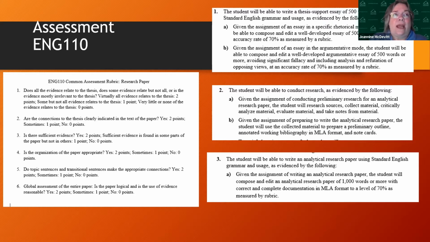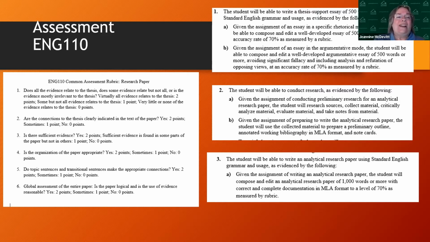Okay, this isn't the student's grade. This is just looking at that one little element. Is there sufficient evidence? Yes, if it's just great. In some parts of the paper, but not others, 1 point, no, 0 points. Is the organization of the paper appropriate? Yes, 2 points, sometimes 1 point, no, 0 points. The idea here is that you're asking yourself these questions about each of these little elements, and then do topic sentences and transitional sentences make appropriate connections? Yes, sometimes, no. Okay, then assessment of the entire paper. Is it logical, and is the use of evidence reasonable? Yes, sometimes, no.